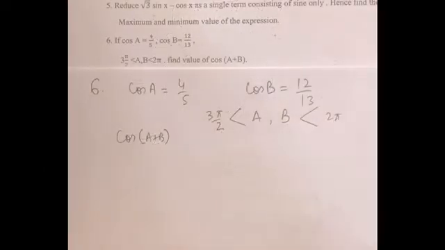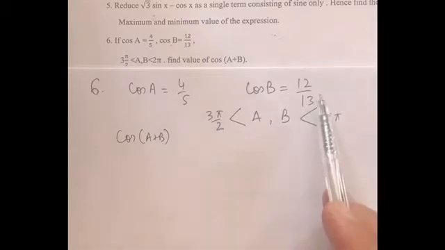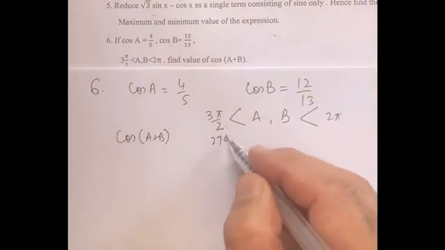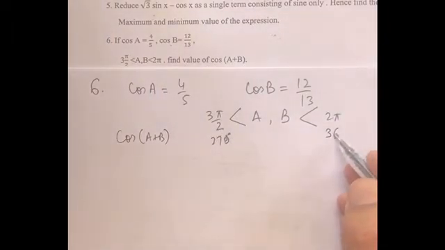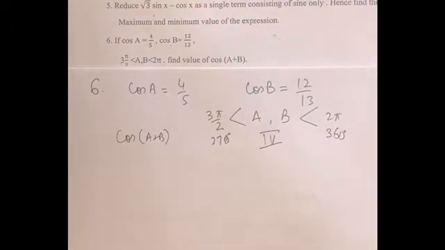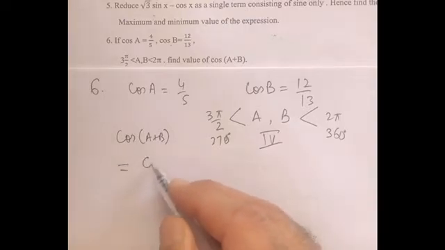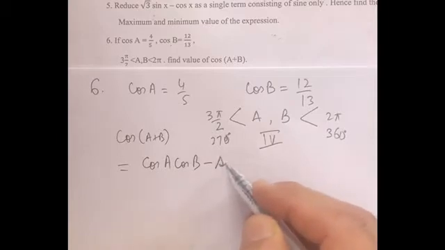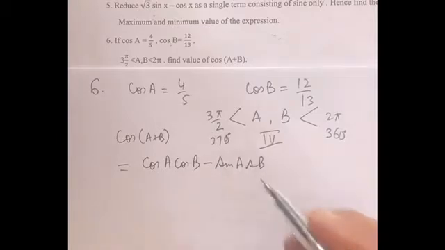Next question, we are given values of cos A and cos B. Also given that A and B lie between 3 pi by 2, that is 270 degrees, and 2 pi, that is 360 degrees. That means A and B both lie in the fourth quadrant. We have to find the value of cos of A plus B. Cos of A plus B is cos A cos B minus sin A sin B. We have values of cos A and cos B. We need values of sin A and sin B.